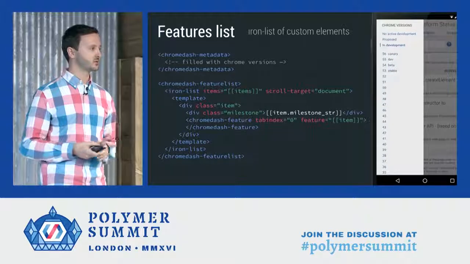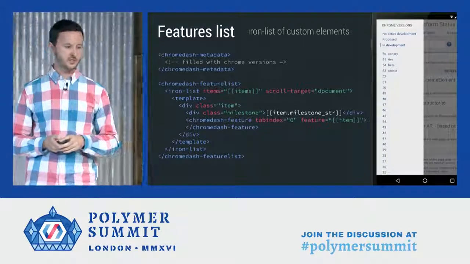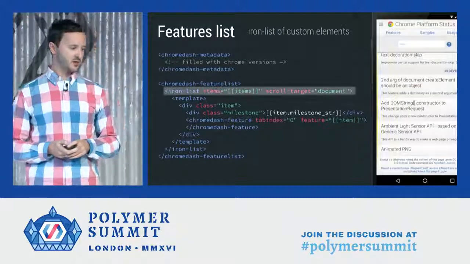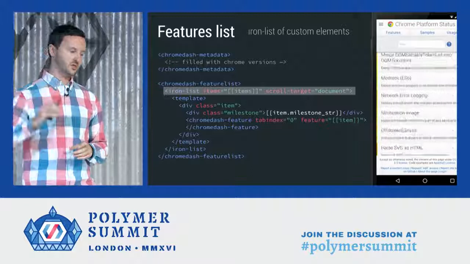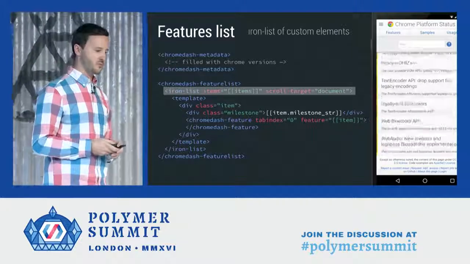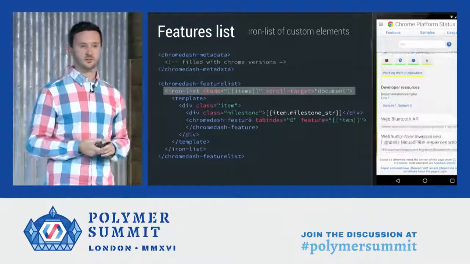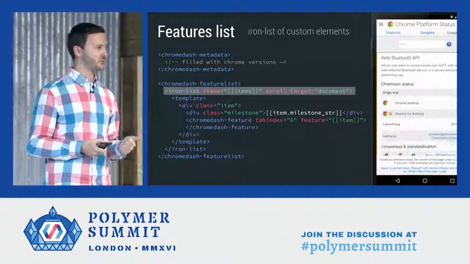It just fetches the list of Chrome versions from a database and renders that in our app drawer. And the bread and butter, of course, is this infinite scroll list of features where you can drill in and discover more about what's landing in Chrome. And for that, we're using the iron list element. This is a really awesome performance tool that we found.